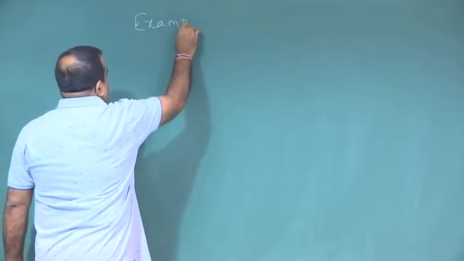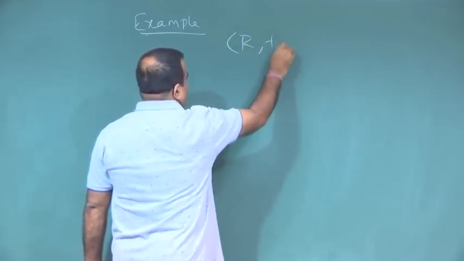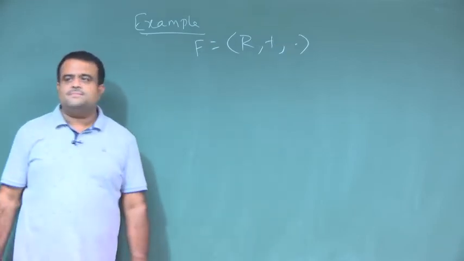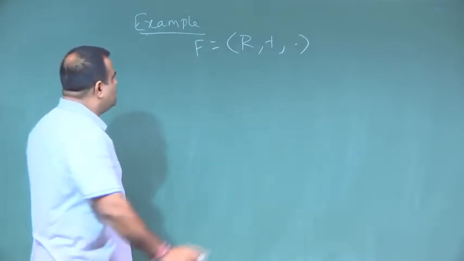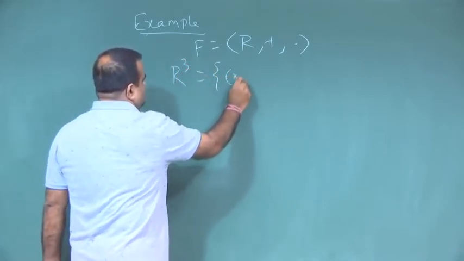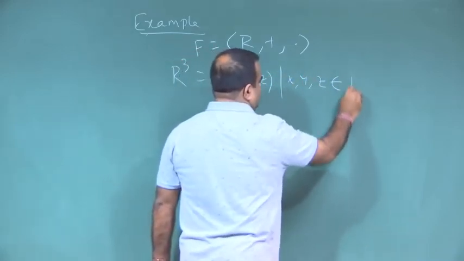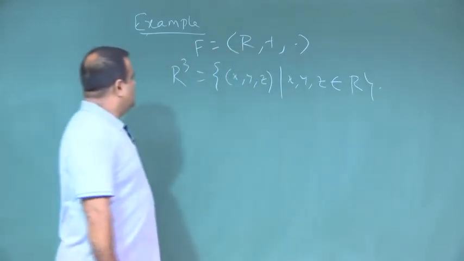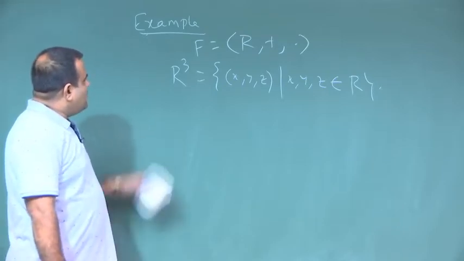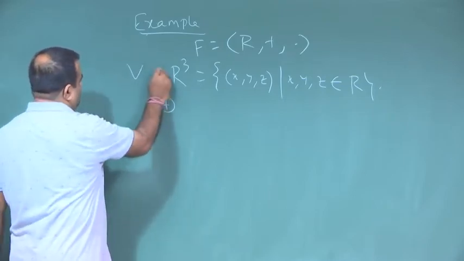So, let us take some example. Say we take a field to be R, the real field. So, this is our field F, we have the real number system, the real field R. Now, if you take R3, say x, y, z, where x, y, z are real numbers. Now, we can define two operators, like vector addition. So, this is our V.